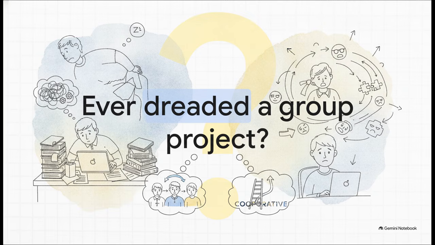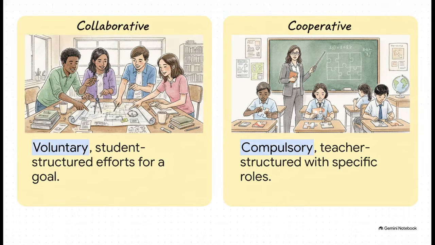You see, the problem usually isn't the students. It's that the instructor just used the wrong framework for the task. At their core, these two methods are night and day. Collaborative learning is this informal, student-structured setup. It's often entirely voluntary for the people who are genuinely interested, and the participants organize their own efforts to reach a common goal. They're totally in the driver's seat.